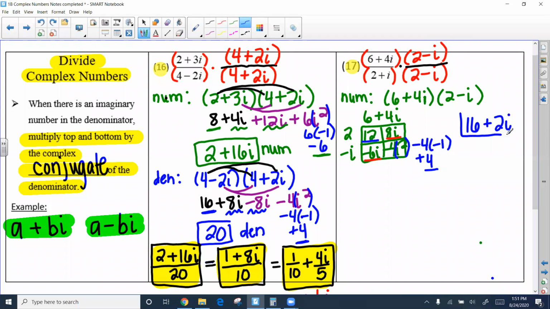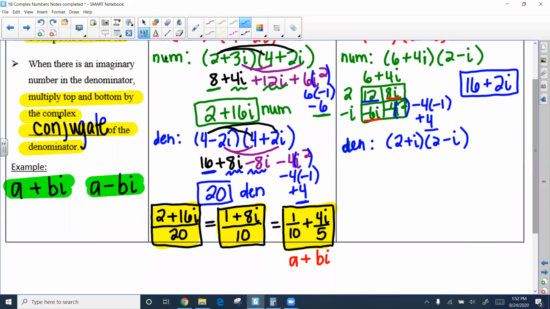Okay. So that's what we have in the top. 16 plus 2i. I'm not done though. That's not my final answer, because that's only the numerators multiplied together. Now I'm going to multiply the denominators together. So I'm multiplying 2 plus i times 2 minus i.